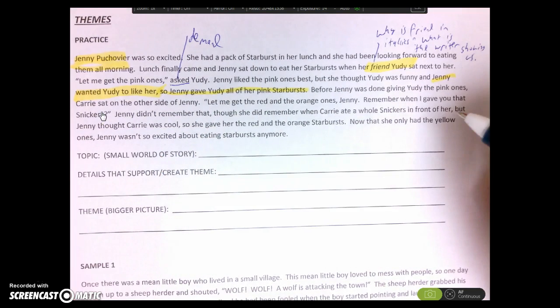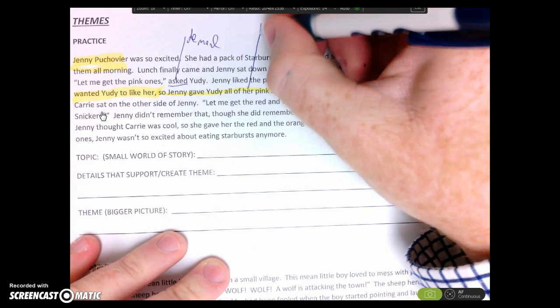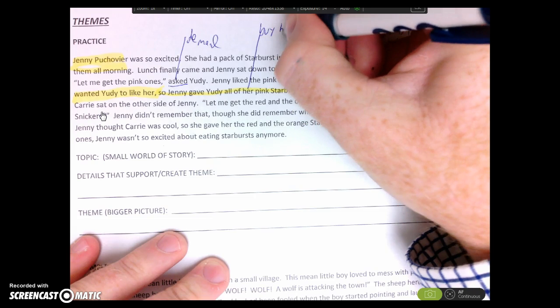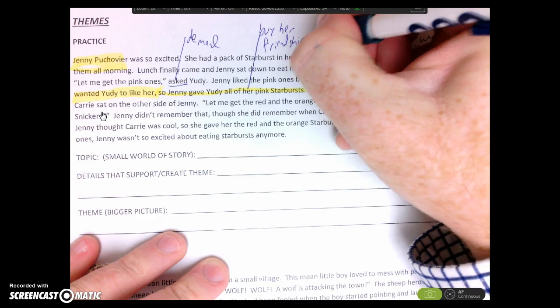Why would Jenny do that? What's that really saying? What's Jenny trying to accomplish by giving Yudi all the pink ones? I'm going to say she's trying to buy her friendship?